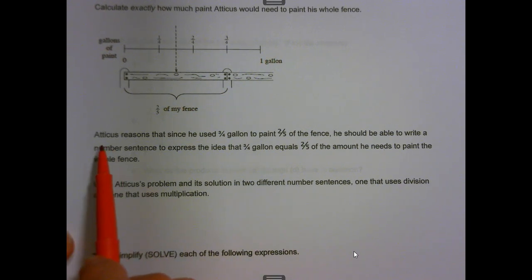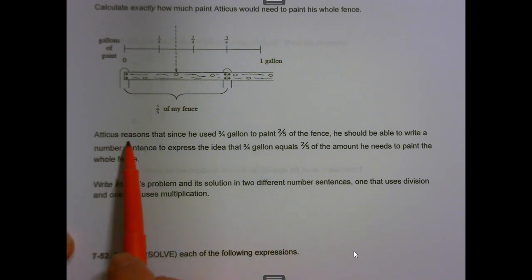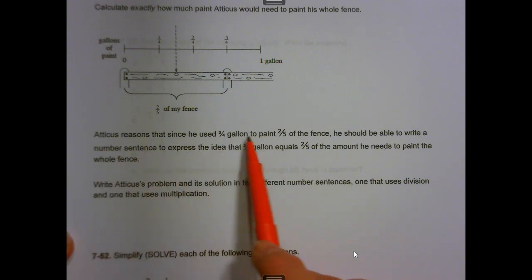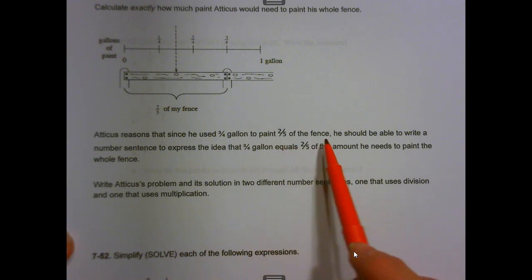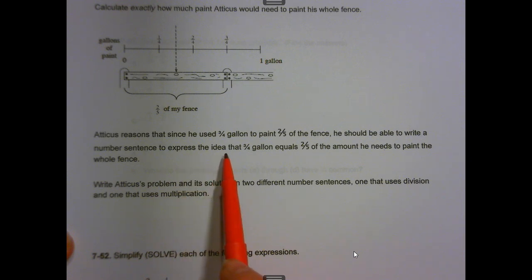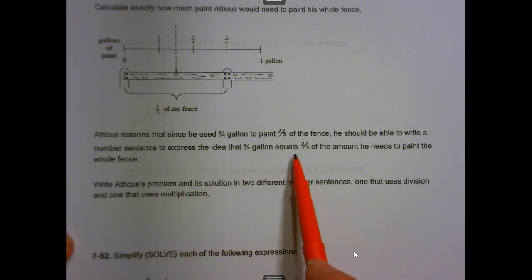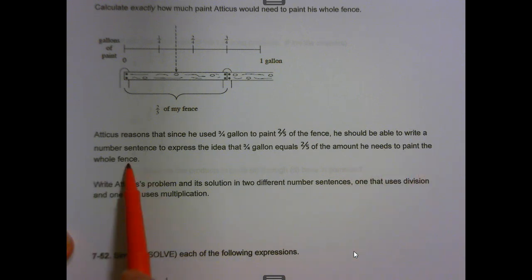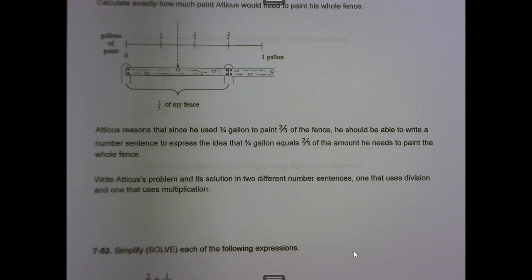So underneath the diagram it says, Atticus reasons, so he thinks that since he used 3/4 of a gallon to paint 2/5 of the fence, he should be able to write a number sentence to express the idea that 3/4 of a gallon equals 2/5 of the amount he needs to paint the fence, the whole fence. Our job here is to write Atticus's problem and its solution in two different number sentences, one that uses division and one that uses multiplication.